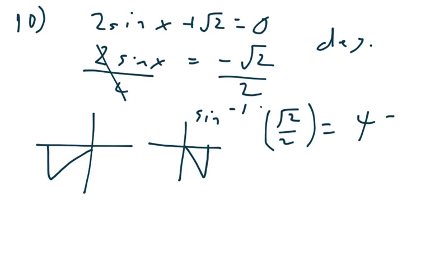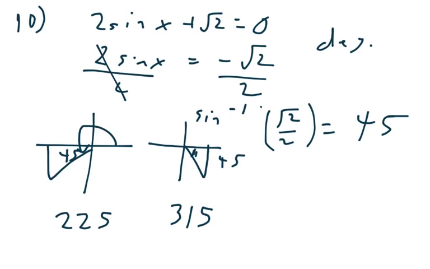it's going to tell me the answer is 45, which means this reference angle is 45 and this reference angle is 45. So when I go around that way, that's 45 plus 180, which is 225. This one is 360 minus 45, which is 315.